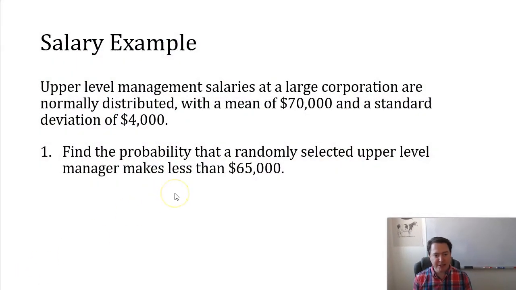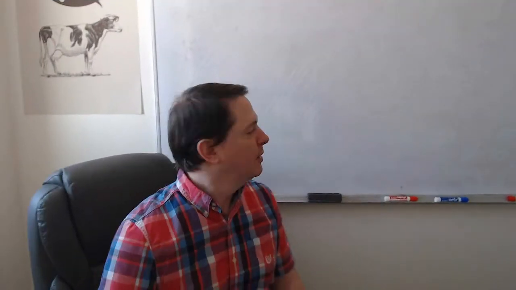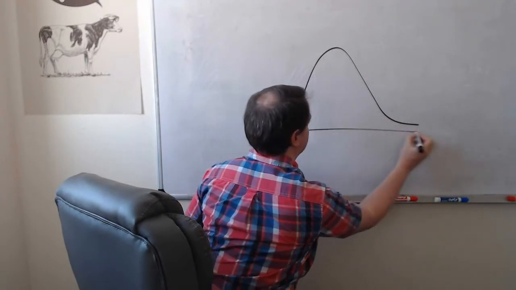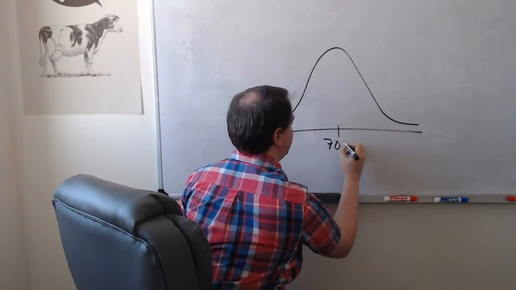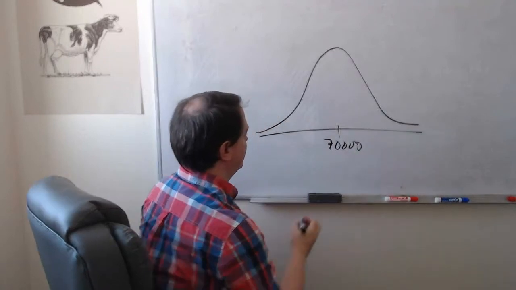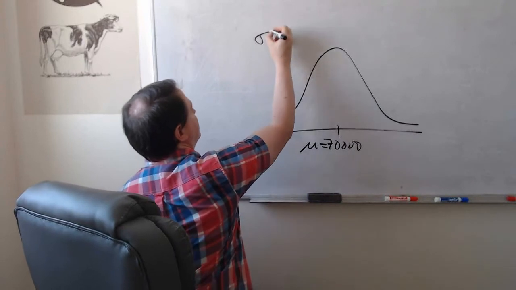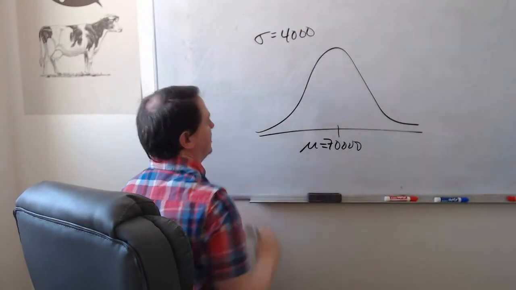So what I've used is a salary example. We can model these upper level management salaries as normally distributed with a mean of 70,000 and a standard deviation of 4,000. So the mean will be 70,000, right, that 70,000 is right there, and we'll have some standard deviation of $4,000.